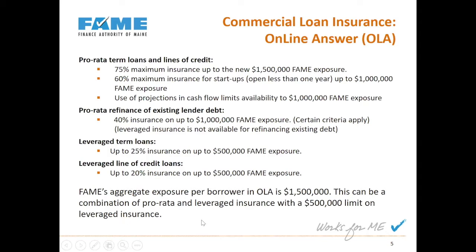FAME's aggregate exposure per borrower in OLA is 1.5 million. This can be a combination of pro rata and leveraged insurance with a $500,000 limit on leveraged insurance. And again, I want to note that as some of you may remember, FAME's previous exposure through OLA was 750,000 for pro rata insurance, and then on leveraged it was 250,000. So we have doubled those exposure limits.